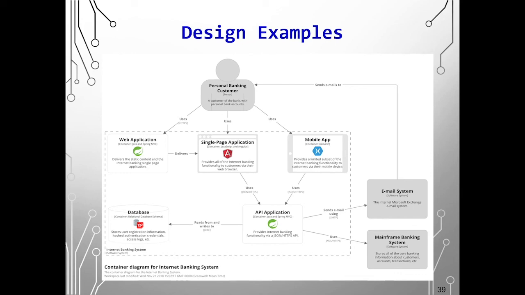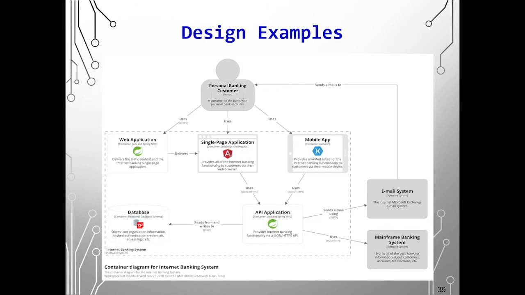By this diagram, you can see how the internet banking system works by having several objects such as the web application, single page application, mobile app, API application, and database, and you can see the activities of each, such as the API application providing internet banking functionality via JSON/HTTPS API, and then we can see the relationship between each. So in the internet banking system, you can see how the relationship works between each object.